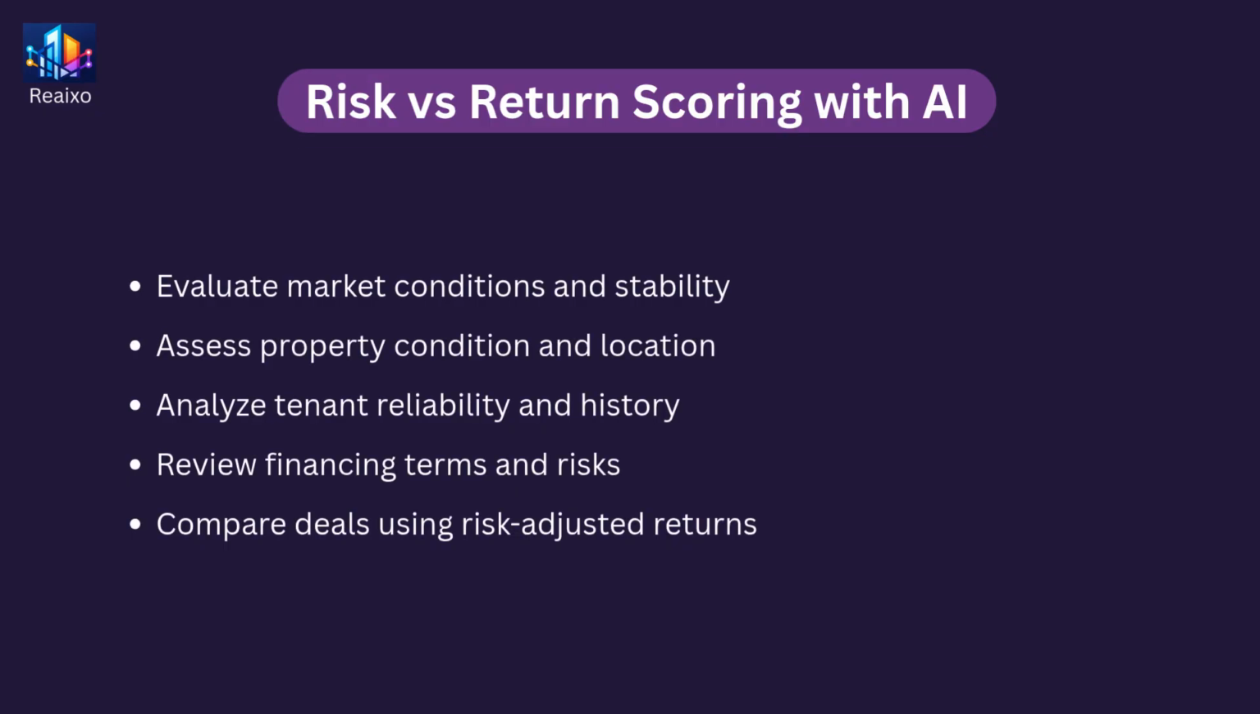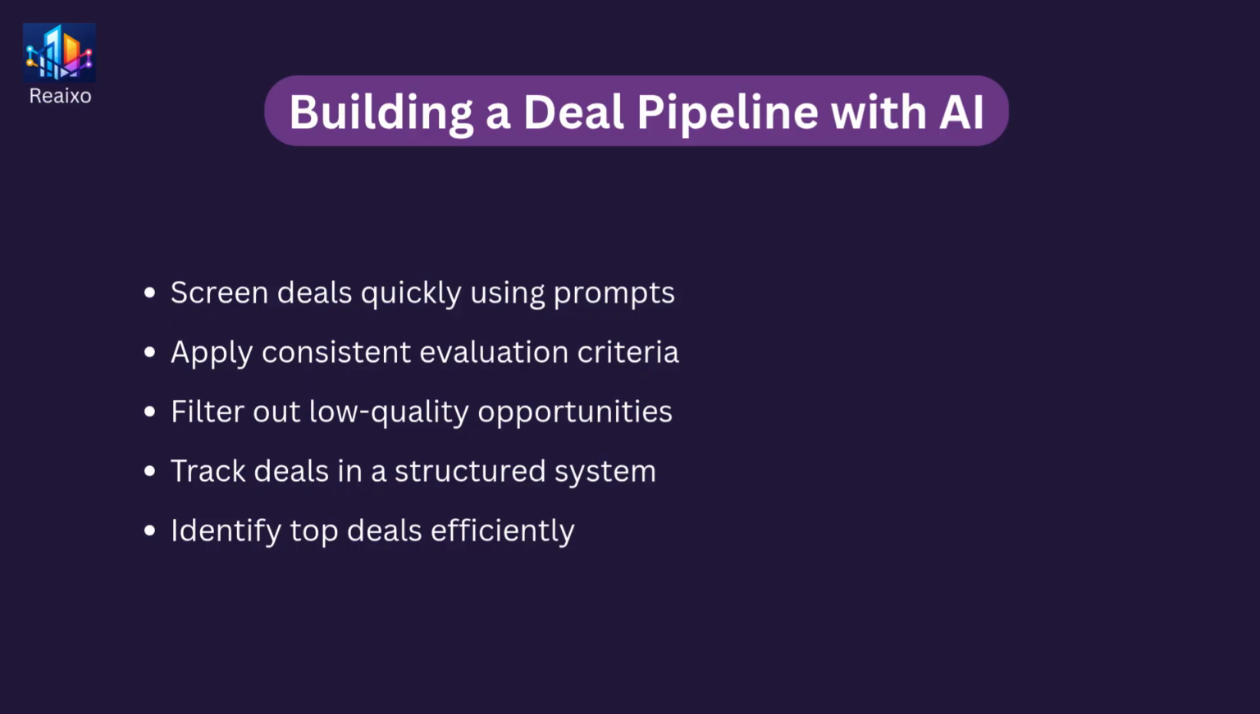Risk versus return scoring with AI. Every investment comes with risk, and AI helps quantify it. By evaluating factors such as market conditions, property quality, tenant stability, and financing terms, AI can assign risk scores to each deal. These scores can then be combined with return metrics to calculate a risk-adjusted return. This allows investors to compare multiple opportunities on a consistent basis and choose deals that offer the best balance between risk and reward.